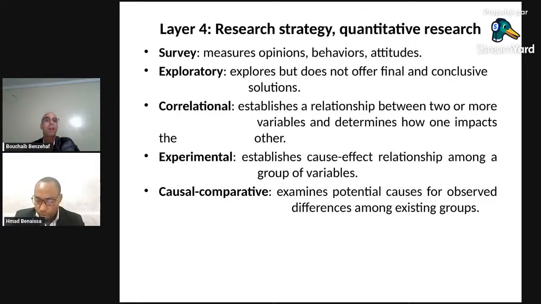Correlational, this type of research establishes a relationship between two or more variables and determines how one impacts the other. And let me describe correlational research as a weak research design because it does not provide us with an idea about causality. It just tells you whether one variable is associated with another variable or not, but it doesn't go to the extent of determining causation. Experimental, this is the most scientific of quantitative research because it establishes cause-effect relationships among a group of variables.